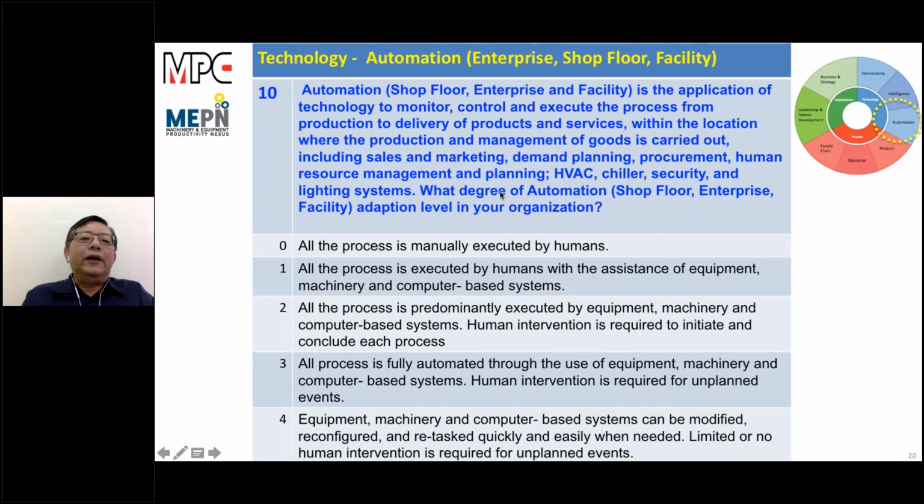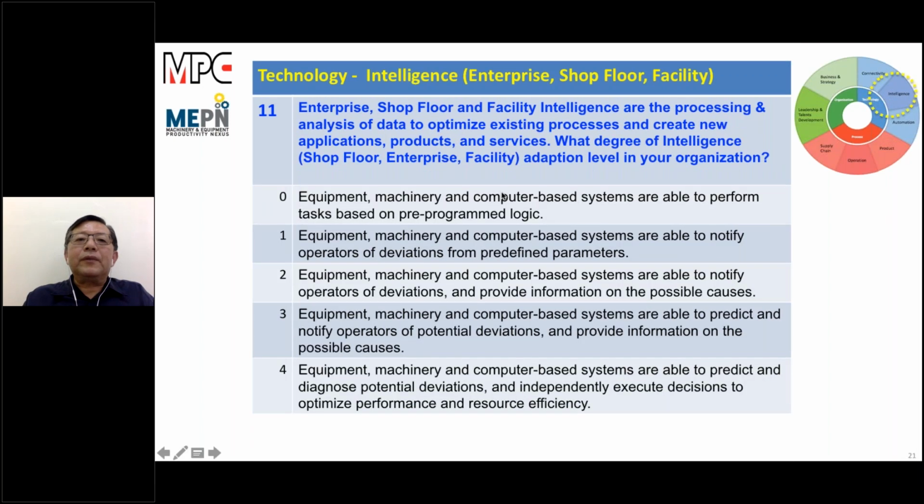Then number 2 is equipment, machinery, and computer-based systems are able to notify operators of observations and also provide information on the possible causes. So not only can they notify the operator or ask you to intervene, but they also provide you some information on what is going wrong.